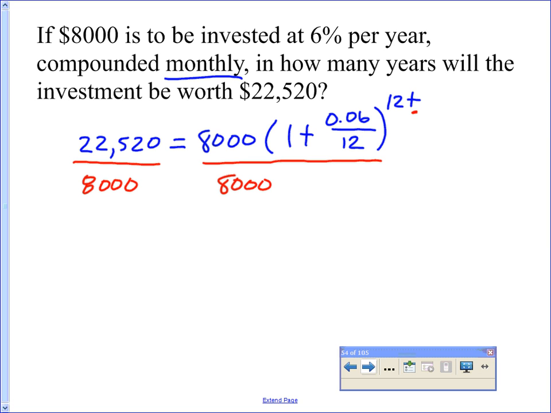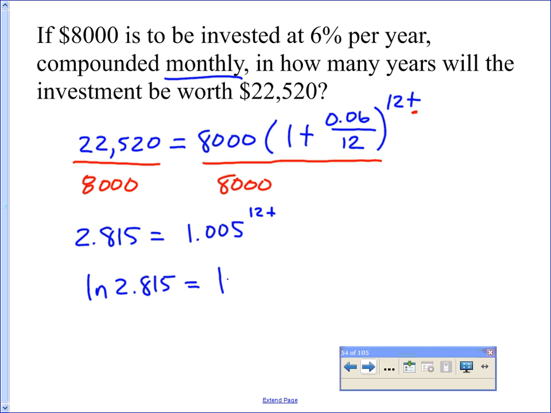And when I do that, I end up with 2.815 is equal to, and then I'm going to simplify the 1 plus 0.06 over 12, and that gives me 1.005 raised to the 12t. Okay. Now from there, you can see that we have this t that we still need to solve for, but it's much simpler. So what I'm going to do is take the natural log of both sides.